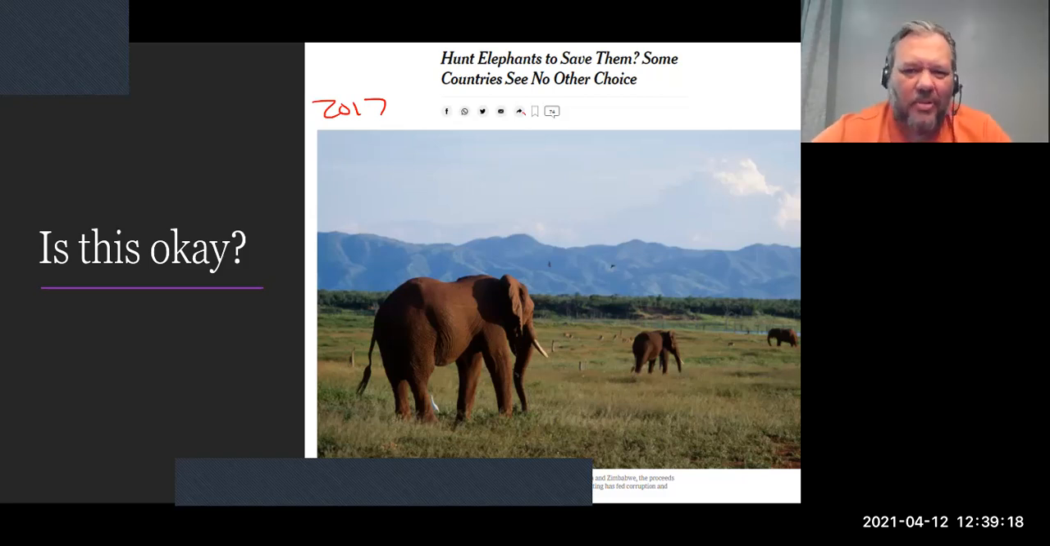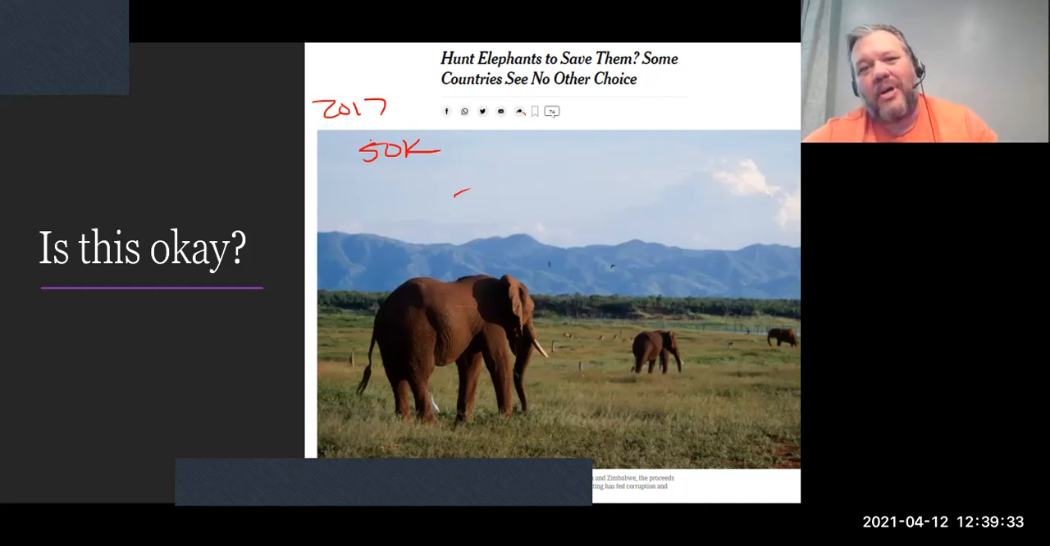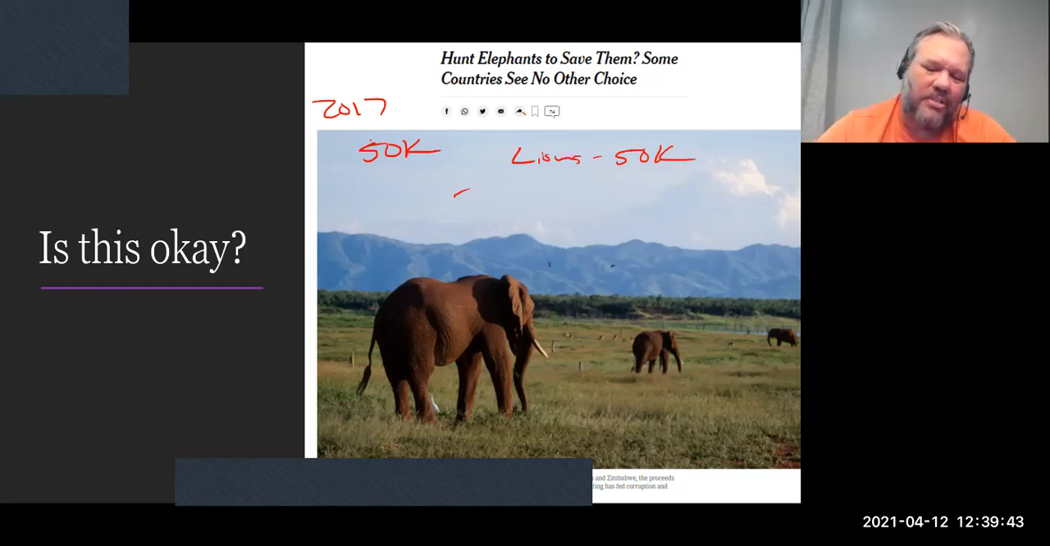So, somebody from the US can go and pay, let's just put it around $50,000, to go over to Africa to kill an elephant. Okay. And so right now, I believe it's still illegal to bring that back. But I know lions, you can do this, and they're around $50,000 as well. And so you can go over and hunt. And so here's the argument for it.